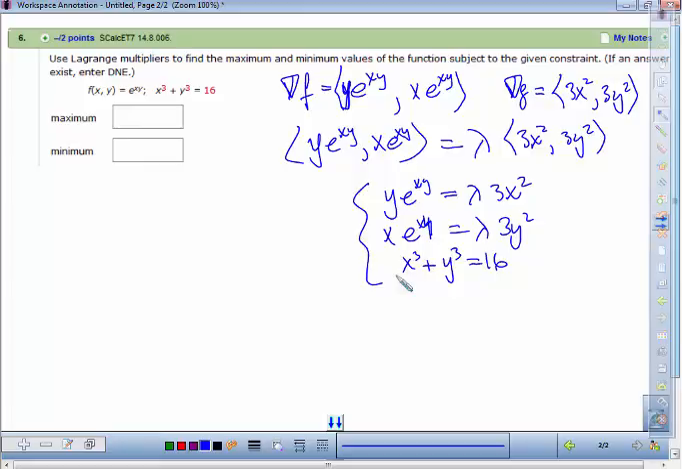So, any ideas? Put it into Wolfram Alpha. Yeah, you don't get Wolfram Alpha on the test.